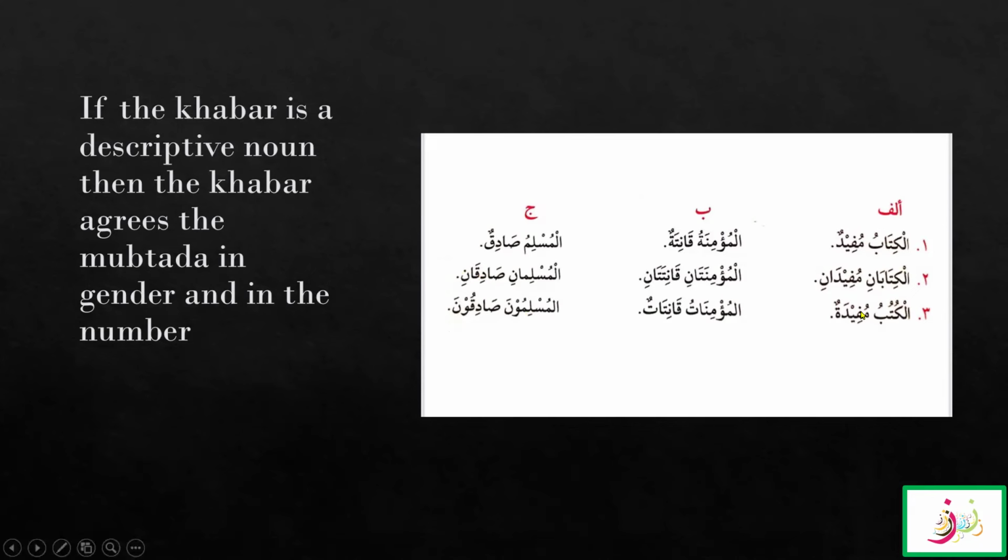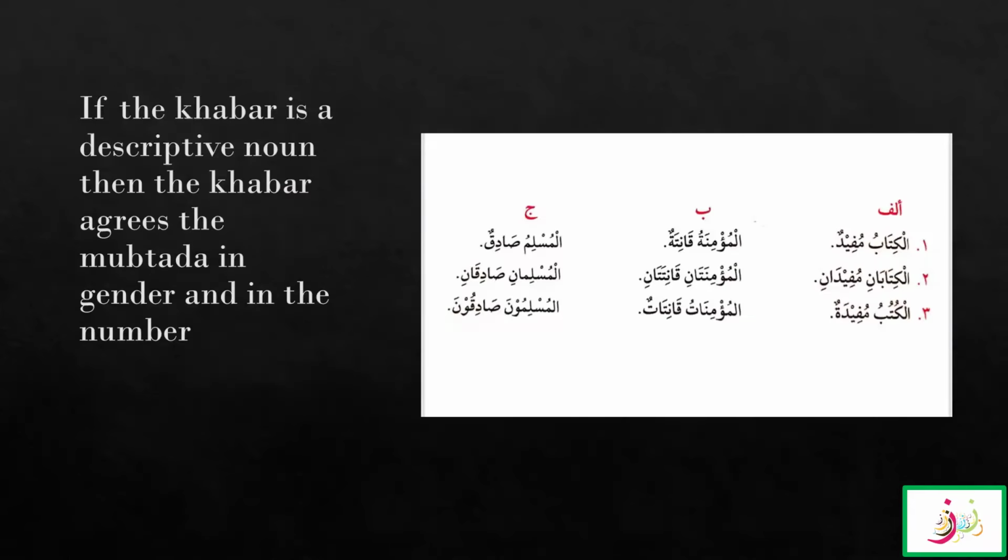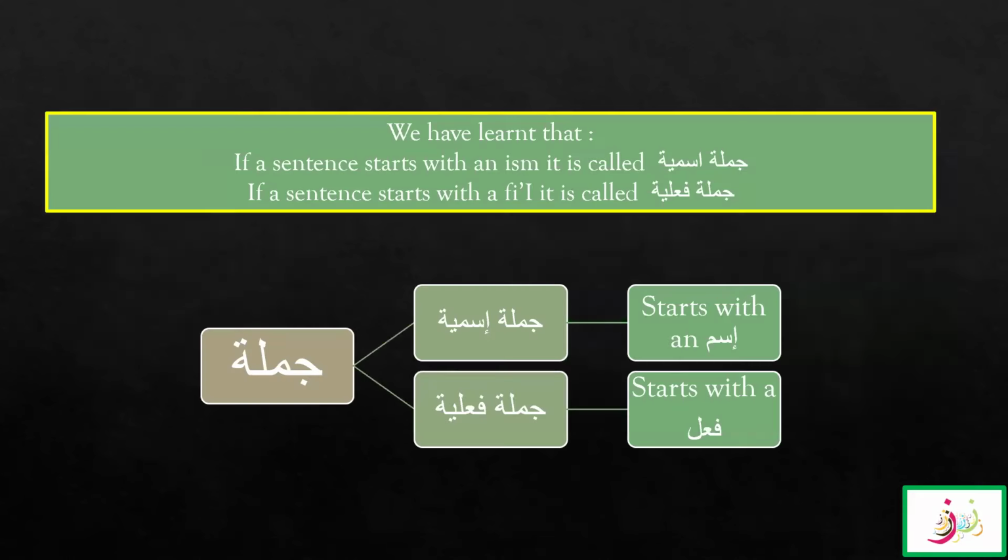We can see al-kitabu mufidun, al-kitabani mufidani, al-kutubu mufidatun. So here you can see they all agree in the number and the gender. Al-mu'minatun qanitatun, al-mu'minatani qanitatani, al-mu'minatu qanitatun. Al-muslimu sadiqun, al-muslimani sadiqani, al-muslimuna sadiquna. So they both agree in number and gender. So this is a very important rule about mubtada and khabar, that they agree and match in properties.